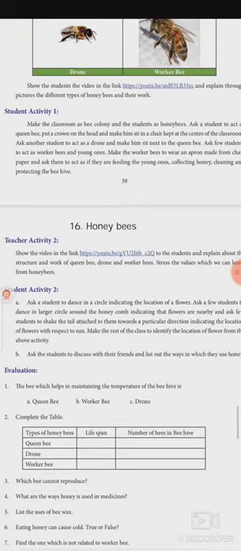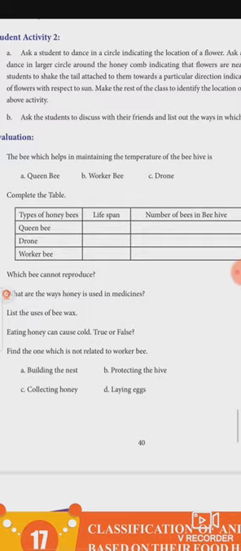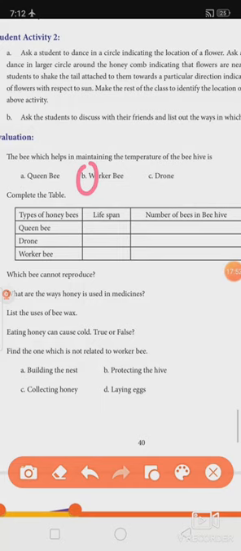an interesting lesson too. The bee which helps in maintaining the temperature of the beehive is the worker bee. Option B. Complete the table. Types of honeybees, lifespan, number of bees in beehive has been given. Queen bee, it will live for 3 to 4 years and only one queen bee will be there in a beehive. Next one is drone, 57 days. The lifespan is 57 days.